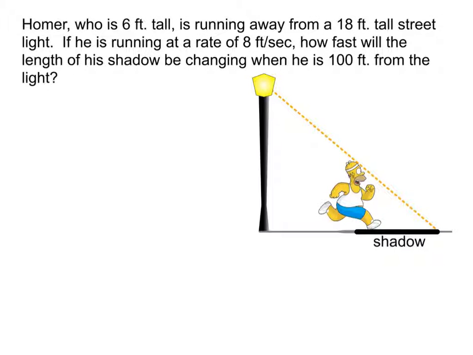So if we're going to draw out what we're seeing with Homer running away from this street lamp, this is the sort of thing we're looking at. Okay, we got Homer running away. But do you see the geometry of what's really pictured here? Because notice, there's some triangles involved here.